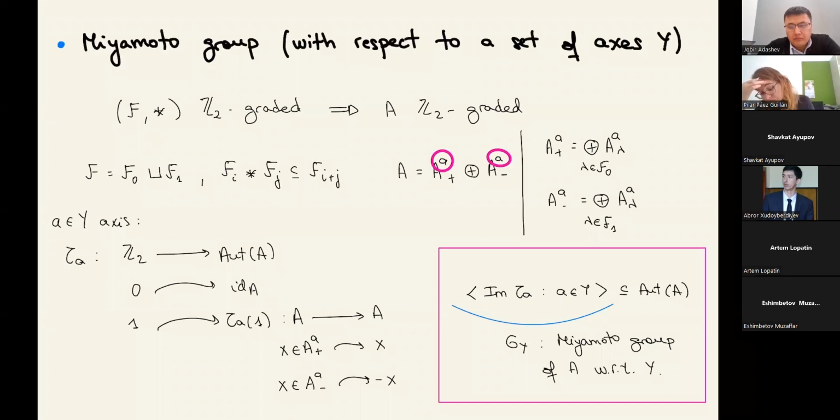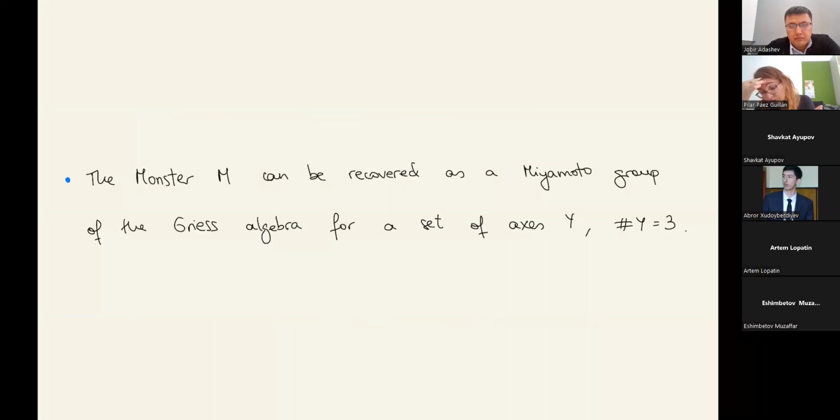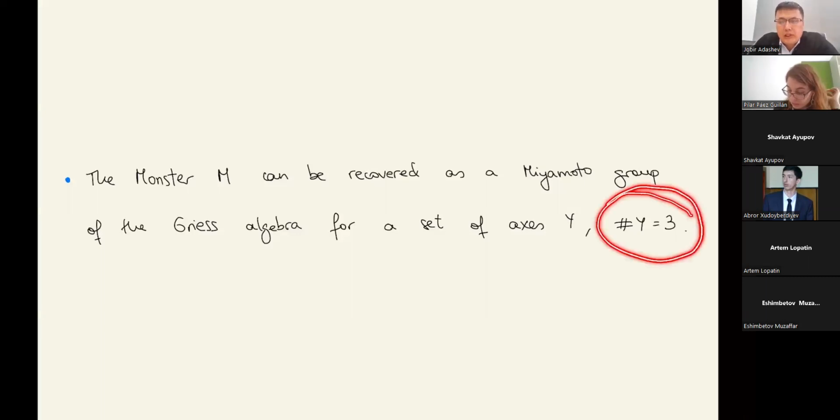And why is this interesting? For example, if we go back to the Griess algebra, as I told you before, the monster, this largest sporadic simple group, was the automorphism group of this Griess algebra. But we can also see it as the Miyamoto group with respect to a set of axes. We need to select some axes in the algebra, and we can do it in such a way that we only need 3 axes. So we have a very nice presentation of this monster algebra.